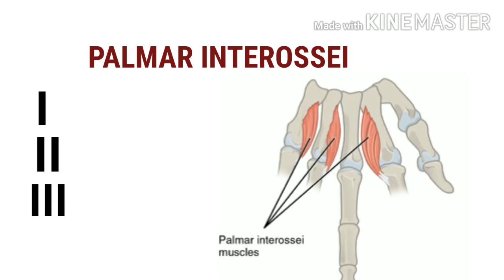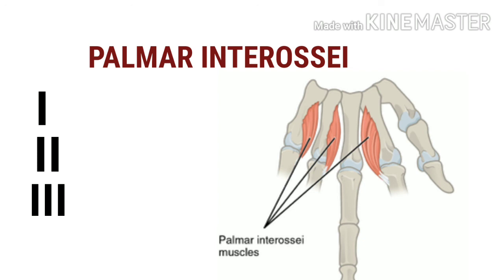Okay, so we will talk about the interossei muscles. These are located between the metacarpals. They can be divided into 2 groups, that is dorsal and palmar interossei. We will talk about the palmar interossei first. They are located anteriorly on the hand and there are 3 palmar interossei muscles. They are small unipennate muscles in the hand that lie between the metacarpal bones and are attached to the index, ring and little fingers.